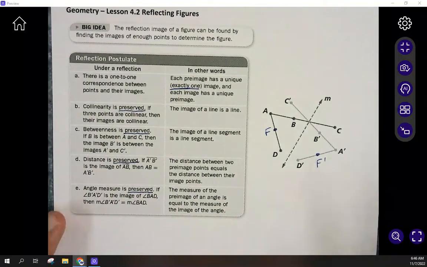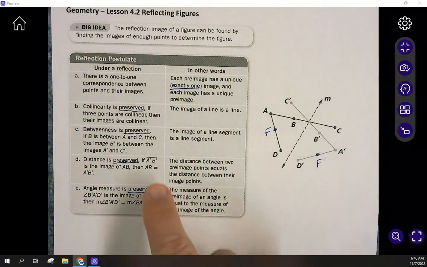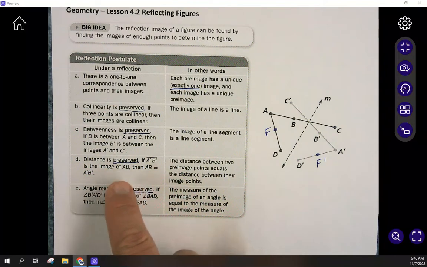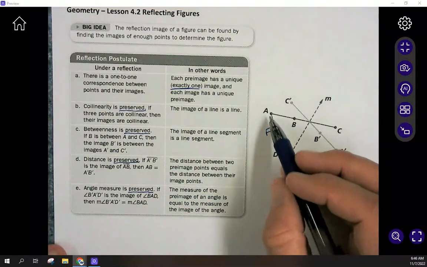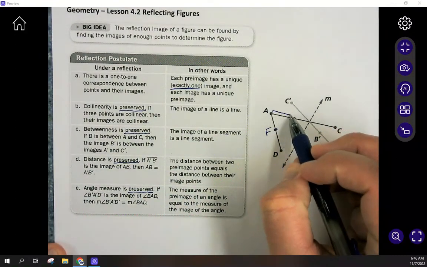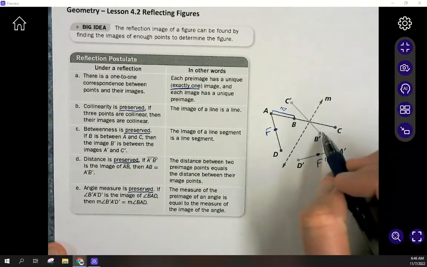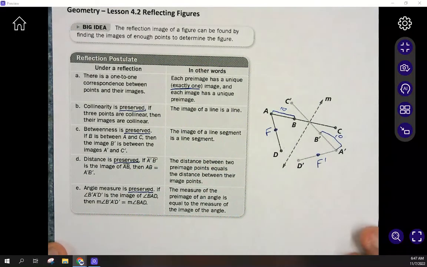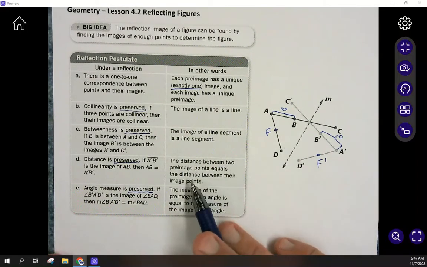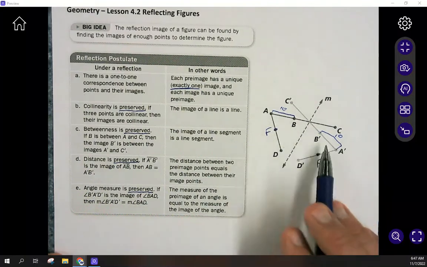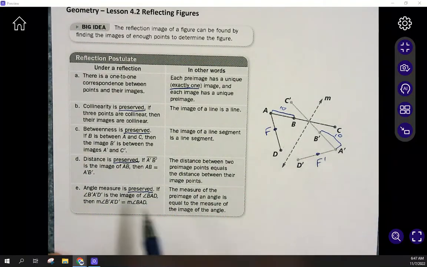D, this one's important. We kind of already know this. Distance is preserved. Okay, so if we flip something, the image is going to be the same length as the original. So if the image of AB is the image of the original AB, then they're equal to each other. So this distance from A to B, just to change it up, if that was 10, then I know this is 10. Okay, so distance is preserved. The distance between two pre-image points equals the distance between their image points. We know that. So if you were just given this, you can automatically put it over here.